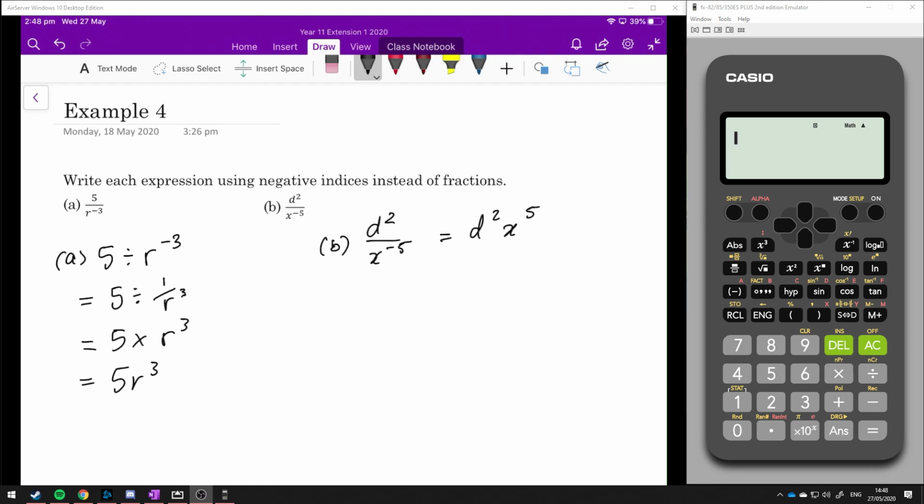So that's negative and positive indices. Not a very long video, but a very important one because they do pop up occasionally, particularly when we look at exponential graphs.